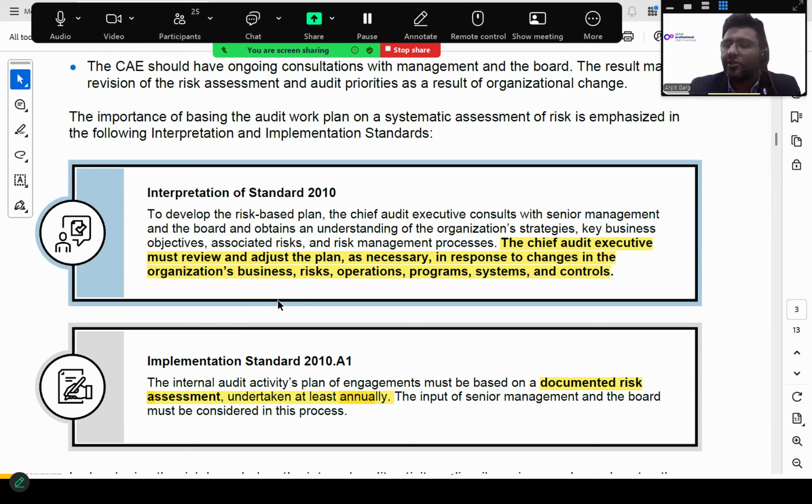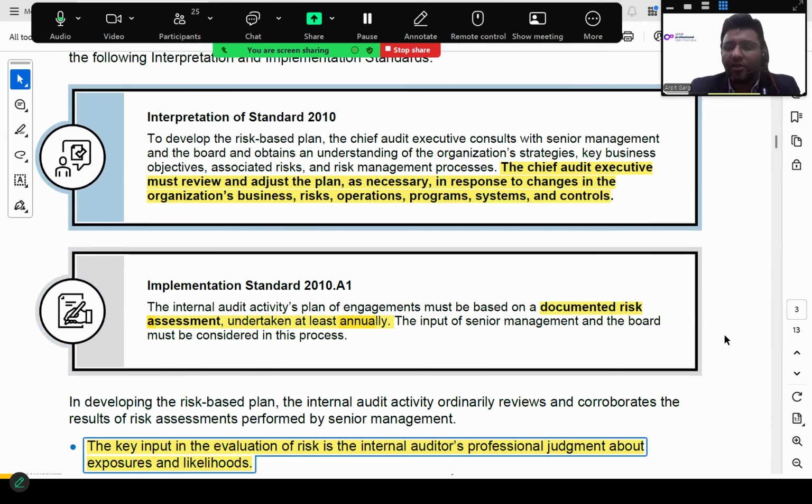Right? So, like we have understood, as part of the risk assessment that happens on a yearly basis, we need to see if there is any change in the business, risk, operations, new system has come up, new programs have been taken, any new controls that have been implemented. All of that we can look at when we are looking at the internal audit, when we are preparing the annual risk assessment plan.